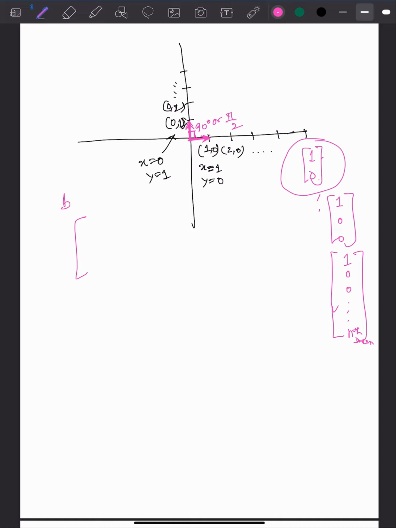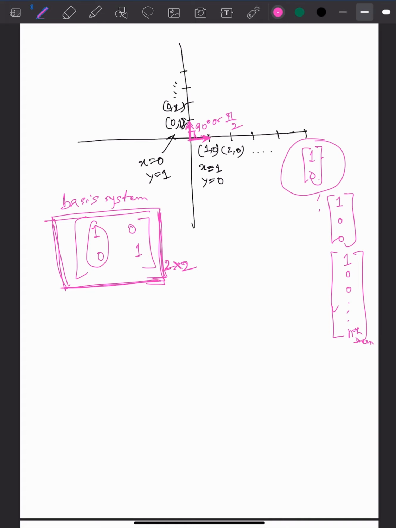The basis system can be represented as 1001 with a 2 cross 2 matrix. This is the basis system of any two-dimensional system, and this one is one basis vector and this one is another basis vector. These basis vectors are the fundamental building blocks of any other vector in the same system.